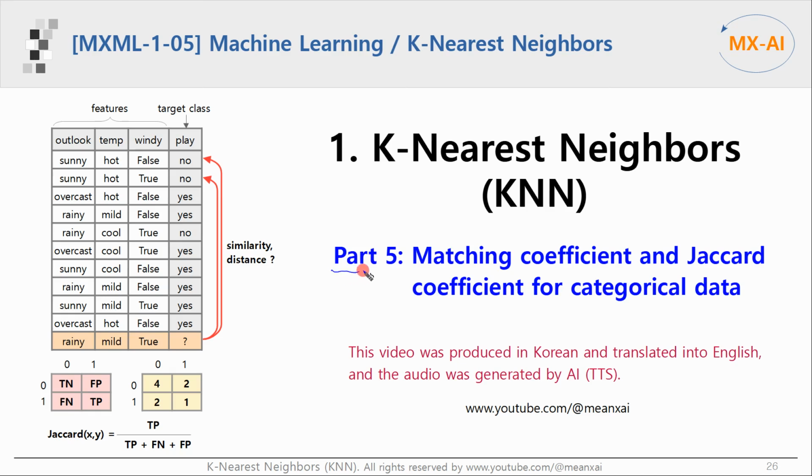This is part 5 of a series on KNN. In this video, we'll look at how to use KNN to learn from data consisting of categorical features. The notion of similarity or distance for categorical data is not as straightforward as for continuous data. There are many ways to define similarity for categorical data, but in this video, we'll look at two of the simplest: the matching coefficient and the Jaccard coefficient.